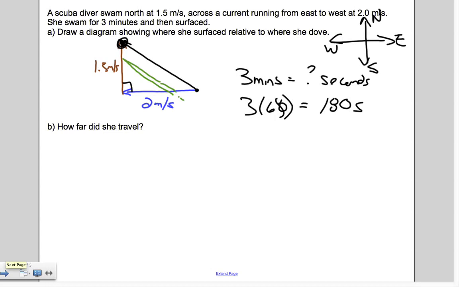So if she was in the water for 3 minutes, how far would the current take her from east to west? How far would the current take her this way, if she was in the water 3 minutes? Well, it's 2 times 180, right? So 2 meters per second times 180 seconds gives us 360 meters.